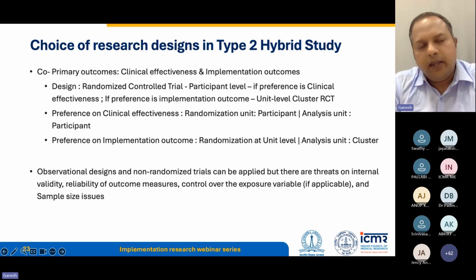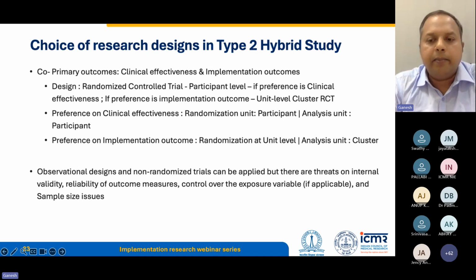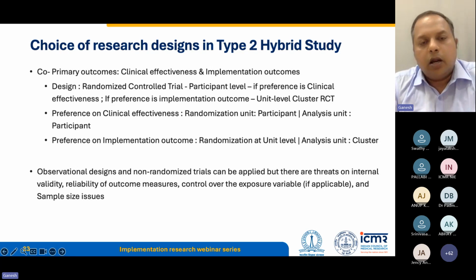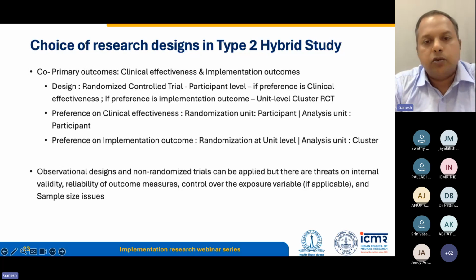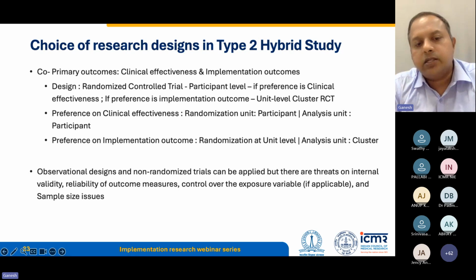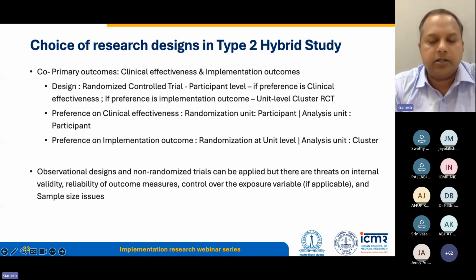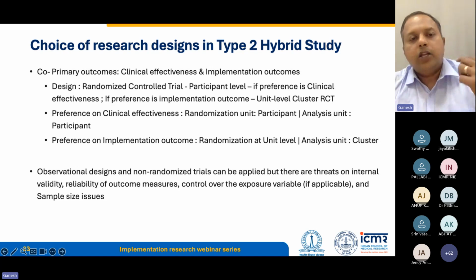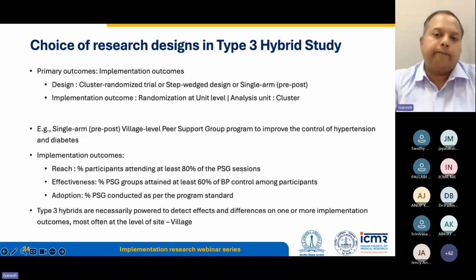Yes, there are many instances where observational designs and non-randomized trials can also be applied in type 2 hybrid study. However, the concerns on internal validity, reliability of the outcome measures, control over the exposure variable or the intervention, and the sample size issues really need to be addressed and taken care of when we are choosing these kinds of observational designs or non-randomized trials, which include pre-post, which I am going to talk about in the choice of research design in type 3.